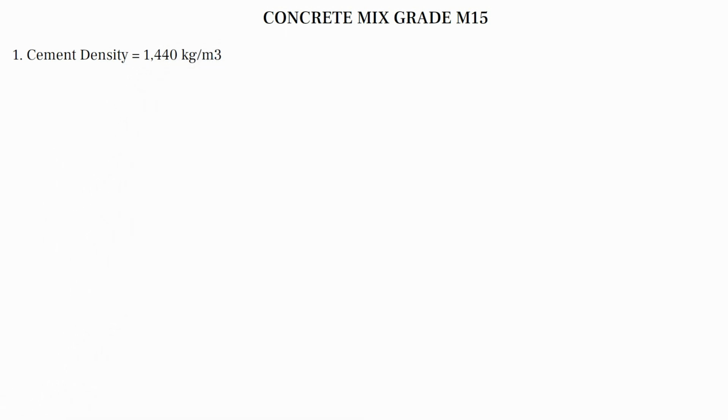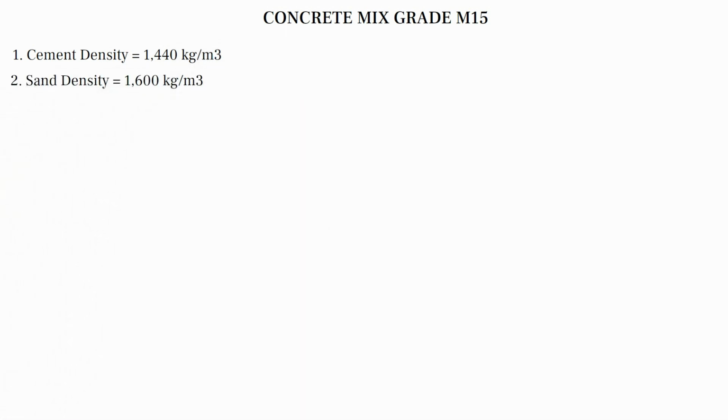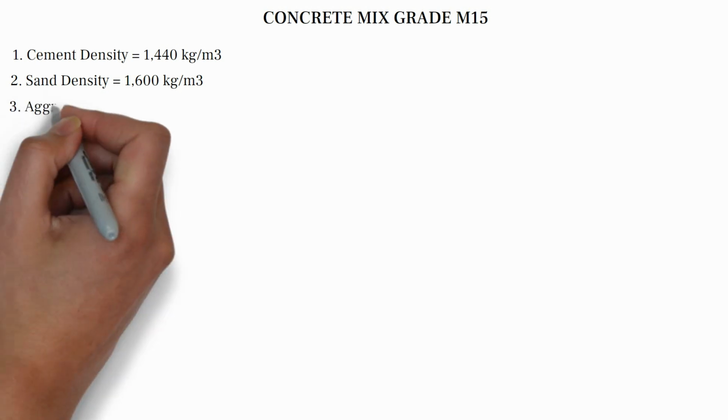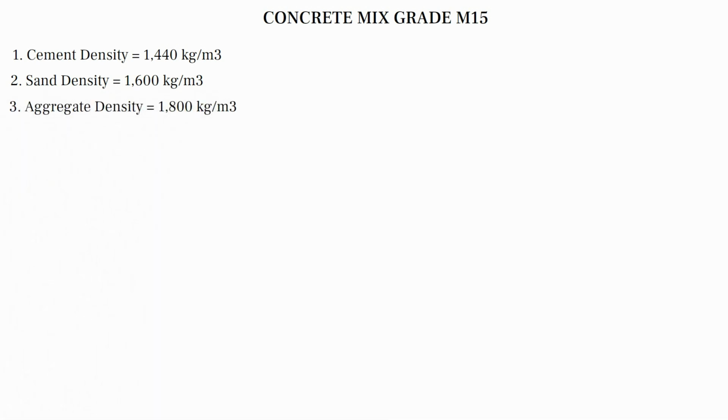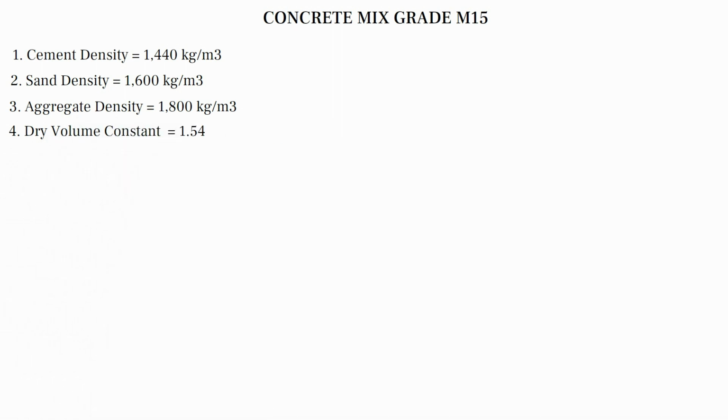Cement density 1440 kg per meter cube. Sand density 1600 kg per meter cube. Aggregate density 1800 kg per meter cube. Dry volume constant 1.54. Concrete mix ratio 1:2:4.